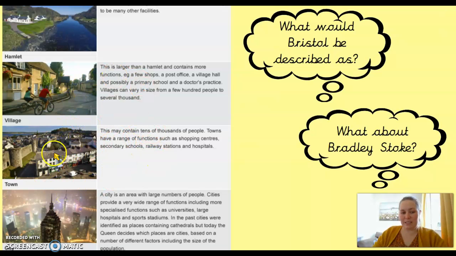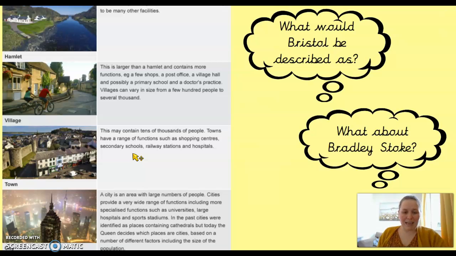Towns have lots of facilities, so they're going to have lots of houses, but they're also going to have shopping centres, different schools, primary and secondary schools, probably railway stations so that they can make links to other towns and cities, possibly hospitals. Okay, and then you have a city, the biggest type of settlement.